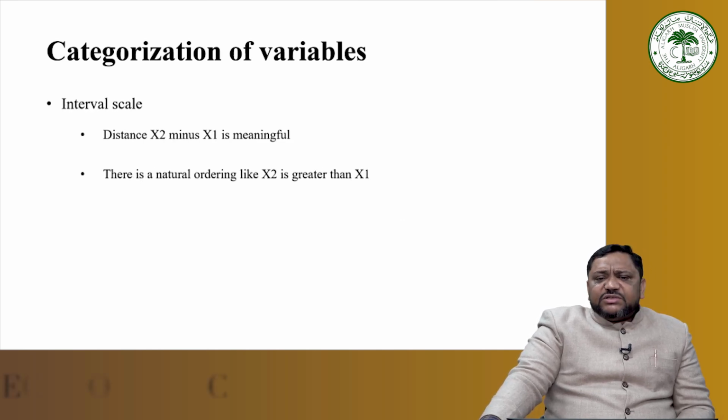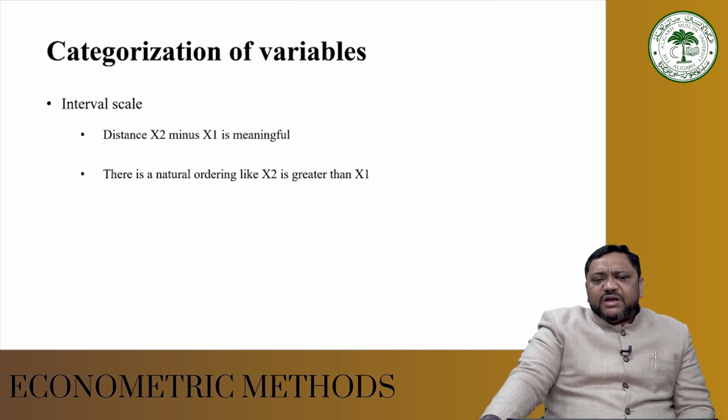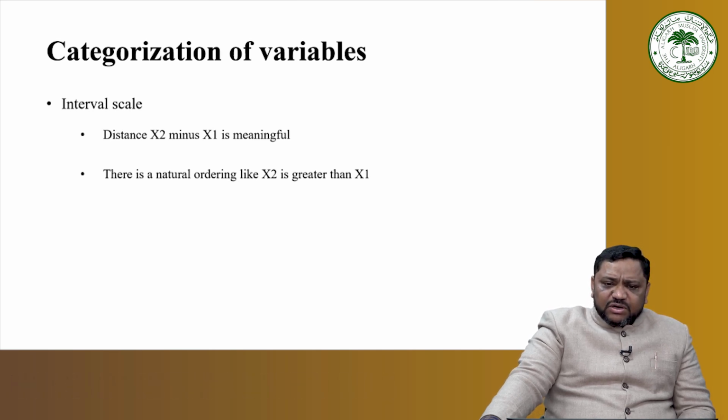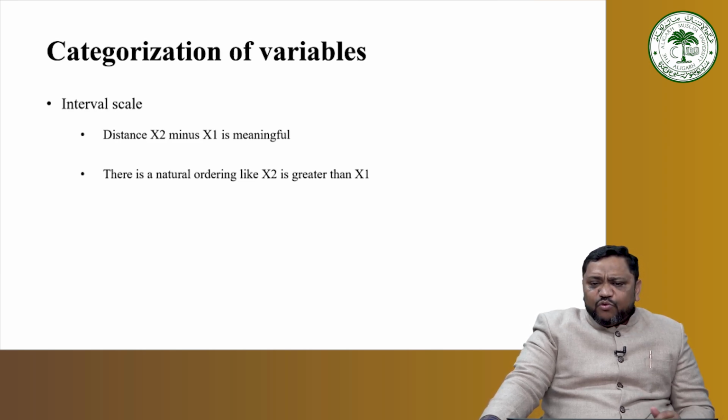The next categorization is interval data. If only the second and third conditions are satisfied and not the first one, then the variable is of interval type. That is, the distance x2 minus x1 is meaningful and there is a natural ordering like x2 is greater than x1. Consider different years. Distance between two years is meaningful, but you cannot divide one year by the other. There is ordering also. So an interval scale is characterized by numerically equal distances on the scale representing equal values in the measured characteristics. The interval scale ensures that the difference between any two consecutive scale values remains constant.